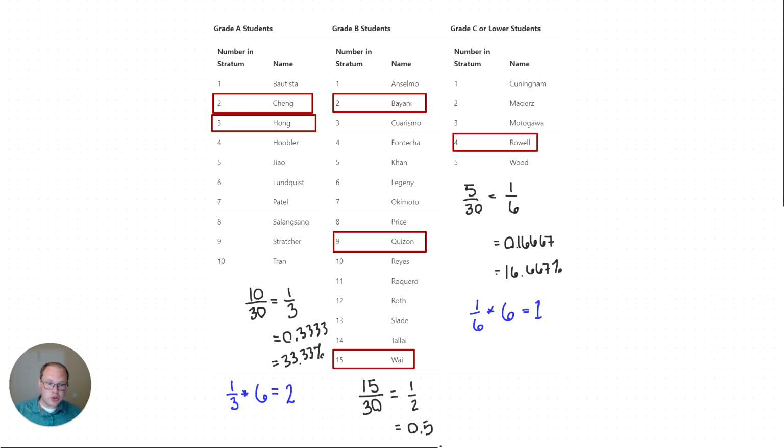I now have 6 students chosen, and I've chosen them in such a way that grade A students, grade B students, and grade C students are represented in my sample exactly how they are in the population.